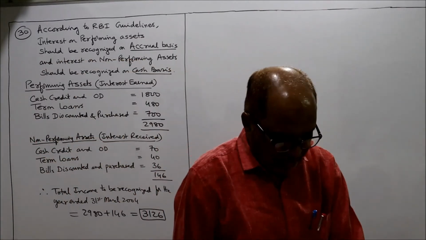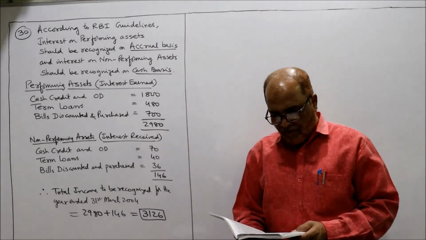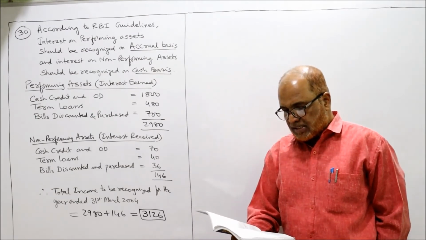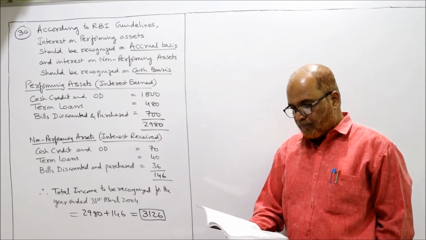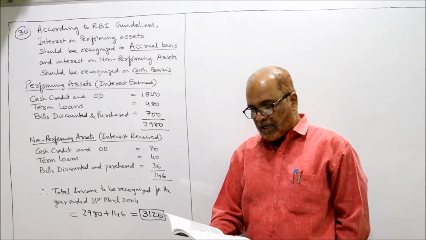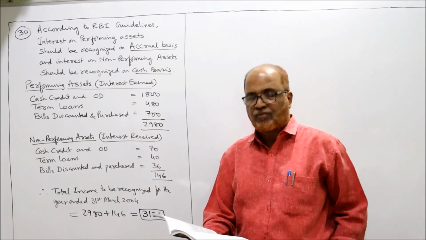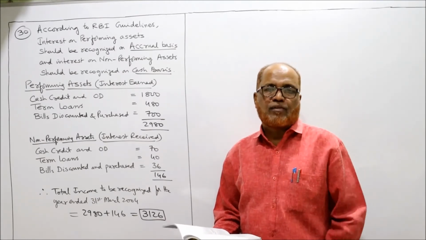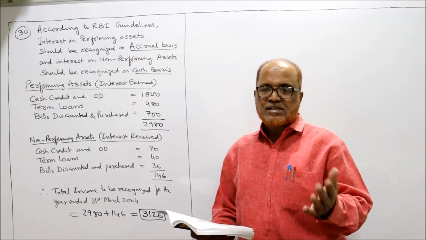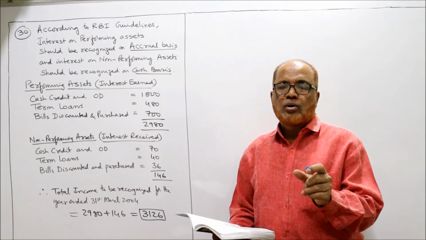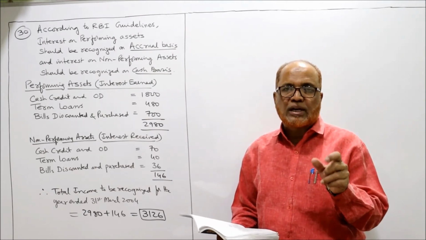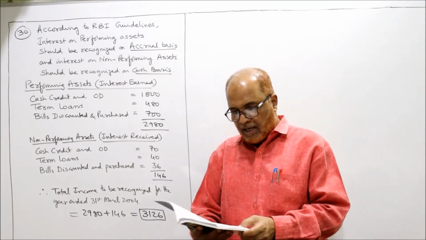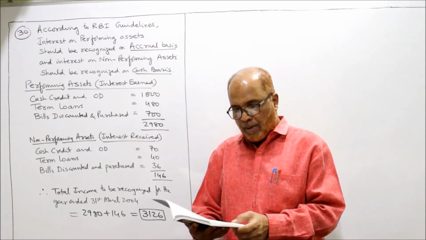The last and final problem on this banking company accounts, problem number 30. Following are the statements of interest on advances in respect of performing and non-performing assets of Madura Bank Limited. Find out the income to be recognized for the year ended 31st March 2004. So we are given the interest from performing assets and non-performing assets. And it is asking how much total income should be recognized for the current year ended 31st March 2004. Here what information is given? Interest earned, interest received. Performing assets.